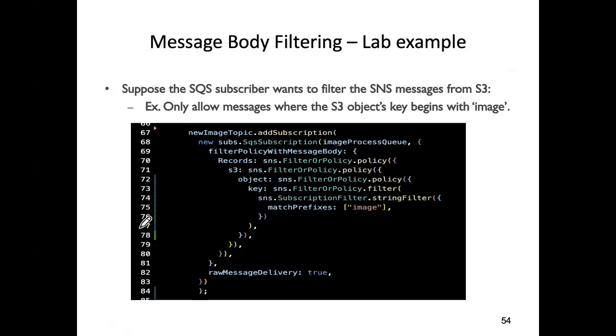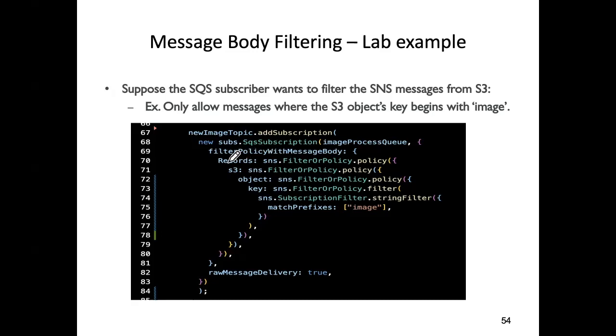So here's how you write it. It is actually quite long-winded, but here's how you write it. So I have my topic. I'm adding my subscriber. My subscriber is an SQS subscriber. So the filter actually applies to the SQS subscription, not to the Lambda itself, because the Lambda is just a consumer of the SQS queue. So when you see filter policy with message body, that's telling you that this is a message body based filter as opposed to an attribute filter.